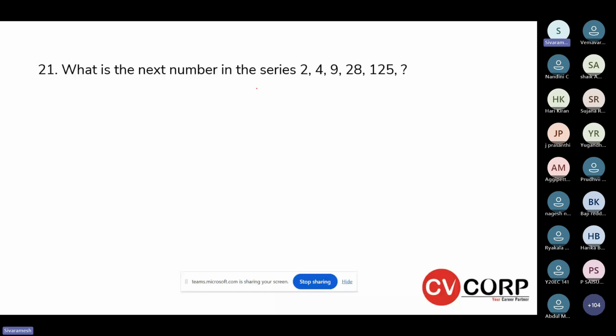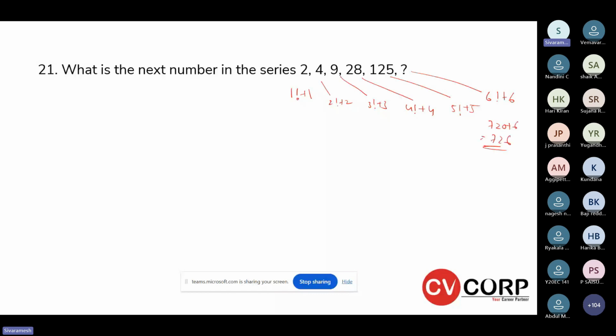Okay. Here 1 factorial plus 1, 2 factorial plus 2, because 2 factorial is 2. Here if you observe, 3 factorial is 6 plus 3, 3 factorial plus 3, 4 factorial plus 4. Here 5 factorial is 120 plus 5, 125. So obviously what comes next is 6 factorial plus 6. So 6 factorial is 720 plus 6 will give you 726. So this will be your answer. So the next number in the series is 726.